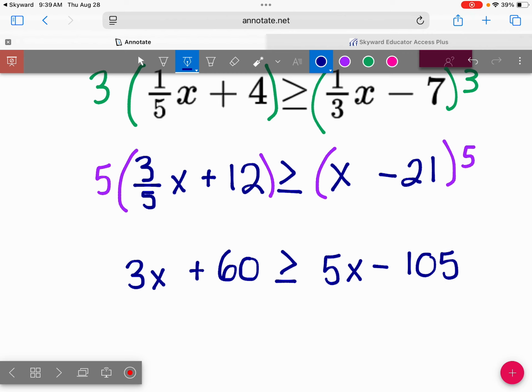This is much better to look at. This is much better to work with. Even though the numbers are way bigger, we're much more comfortable without the fractions there. So when we have fractions, multiply by your denominator. Because now what do we do?